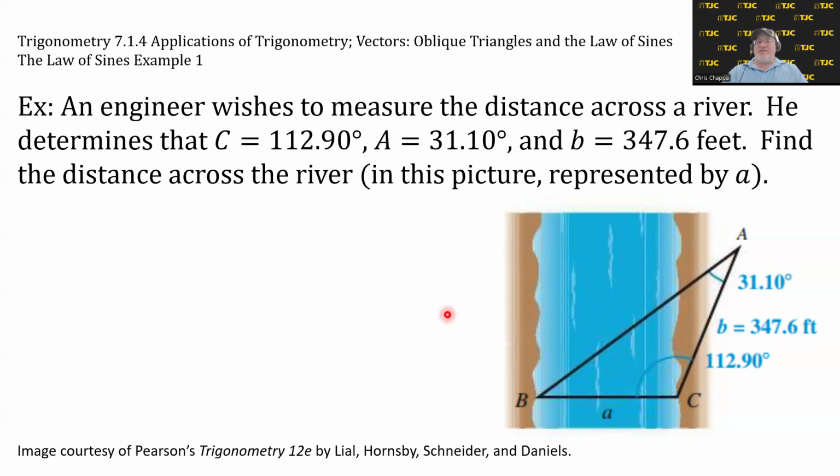My understanding is that this is a fairly common scenario in surveying, where you put a total station at point C and a total station at point A. You know the distance between the two, and then both of them focus on point B and measure the corresponding angles. Notice that we do have angle, side, angle, which means that we will have a unique triangle.